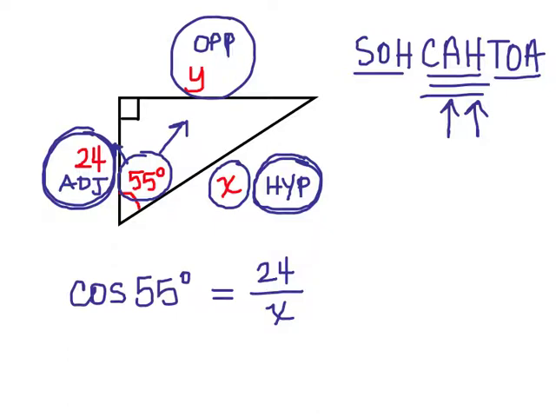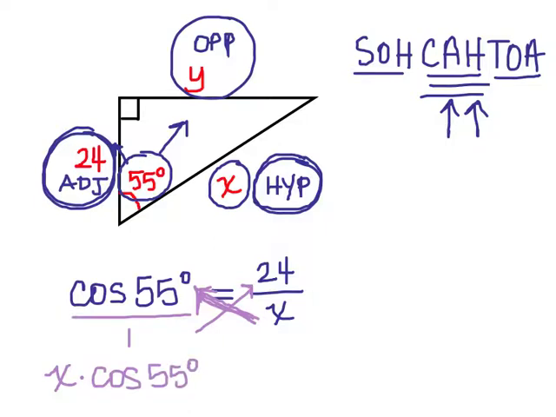When x is on the bottom and we need to solve for it, what I tend to do is take this, if it's not already a fraction, and make a fraction on the other side, because then if we can cross multiply, we will be able to rewrite this with x not in the denominator. So I'm going to cross multiply this way first and say that that's x times cosine 55, and then equals, and then we cross multiply the other way, and it is 1 times 24, which is 24.